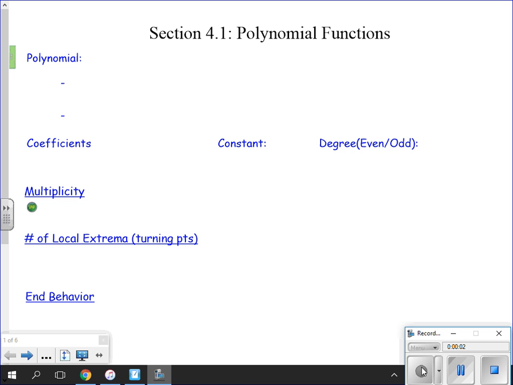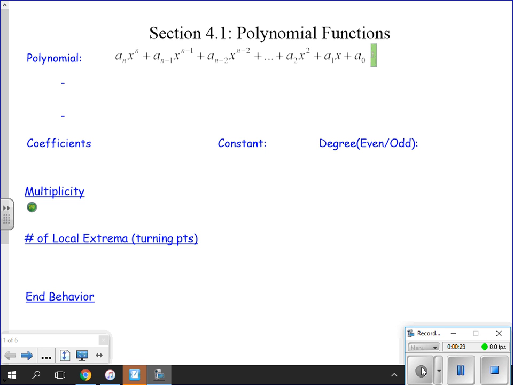Okay, section 4.1, polynomial functions. A polynomial looks like that. Okay? A sub n, x to the n. A sub n minus 1, x to the n minus 1. A sub n minus 2, x to the n minus 2. And so on and so forth until you get to the end.